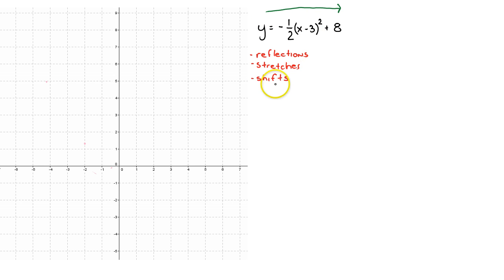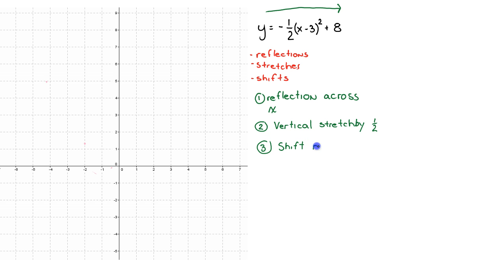The key thing with transformations is you always do your shifts last. So the negative a value means that the first transformation is I have a reflection across x. The 1/2 means I have a vertical stretch by 1/2. The -3 means we shift right by 3. And the +8 means I shift up 8. So I've read this from left to right, and I've stated each of the transformations.